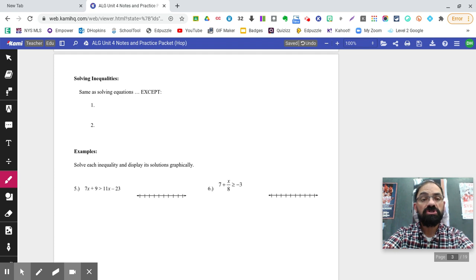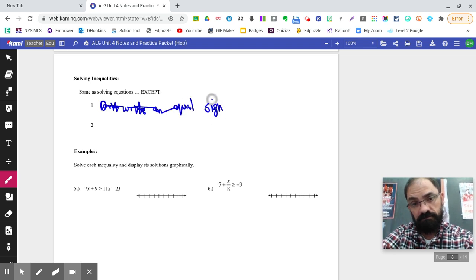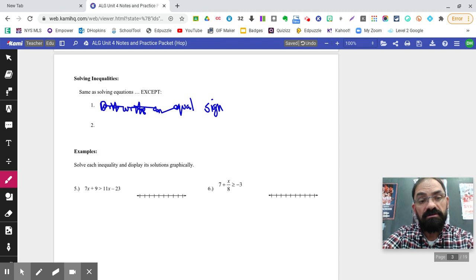Okay, so when I solve inequalities, we solve them the same as solving equations, except don't write an equal sign. That's supposed to say don't write an equal sign. And when I divide by a negative number, I flip the sign. And that's multiply or divide.